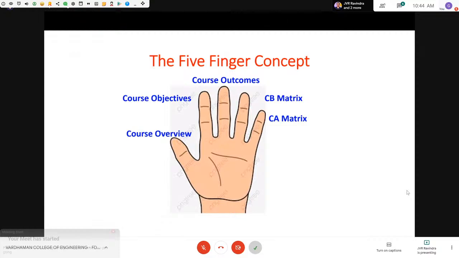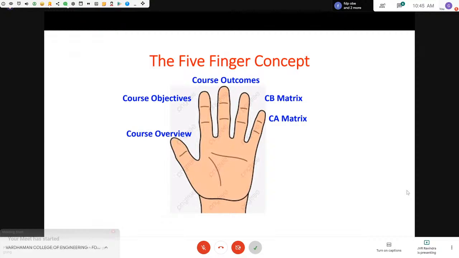These are the 5 points that are very, very important with respect to a course: overview, objectives, outcomes, CB matrix, and CA matrix. Coming to the overview, people have been writing the overview. Suppose we consider one course, because I belong to the electronics and communication department, so I consider ECE courses. But doesn't matter, you can consider any course: RAC, refrigeration, air conditioning, fluid mechanics. You take any course.